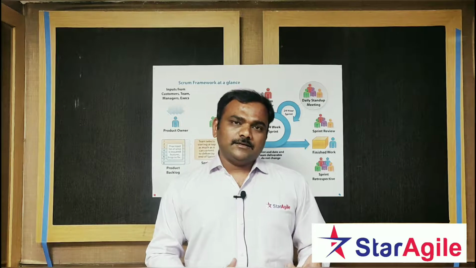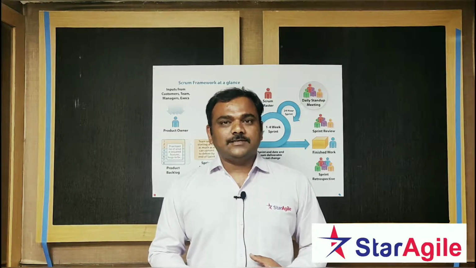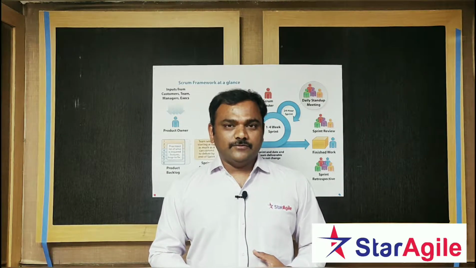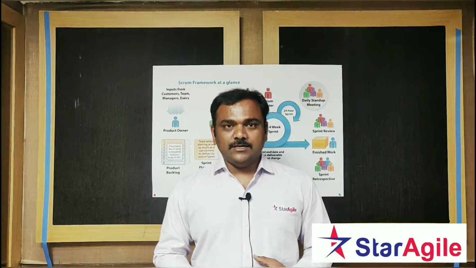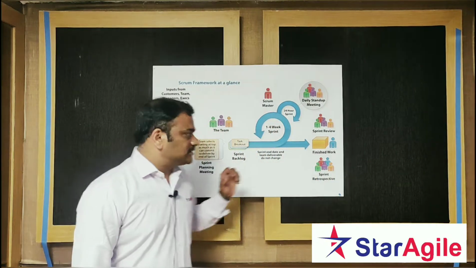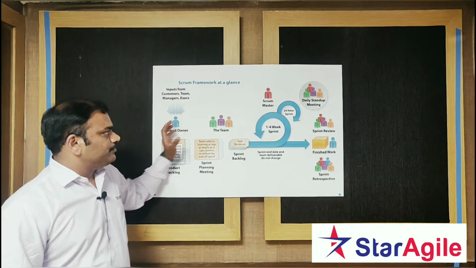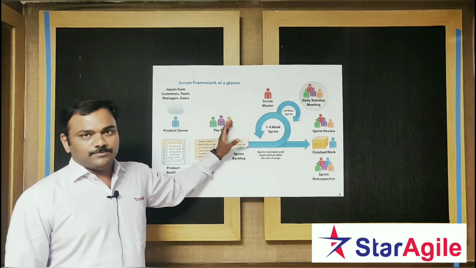In a nutshell, Scrum is all about 3 roles, 3 artifacts and 5 events, and how they're all connected with each other, right? So in Scrum we have 3 roles. Those 3 roles in Scrum are product owner, Scrum master and the development team.